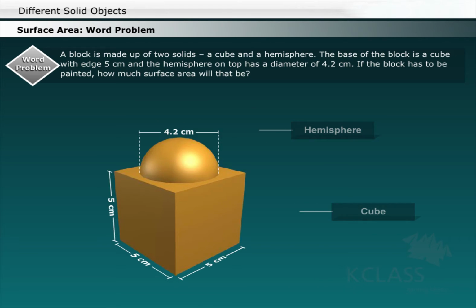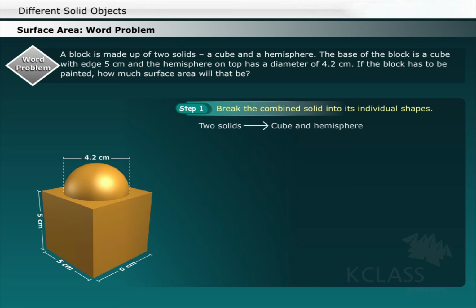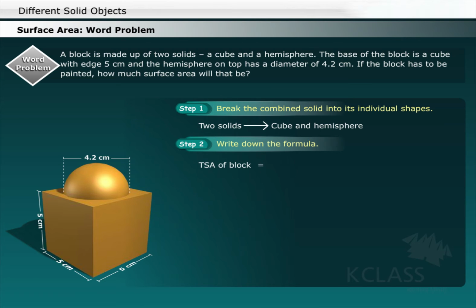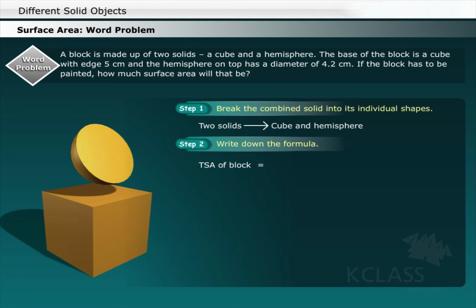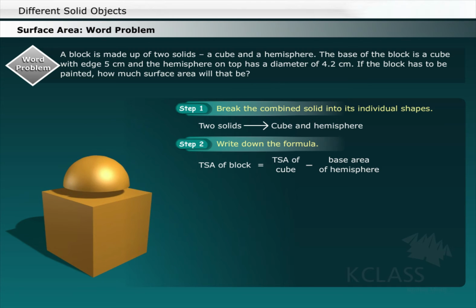The first step is to find out and identify the individual solids in the combination. There is a cube and a hemisphere. The next step is to write down the formula we have to use. To find out the total surface area of the block, we have to subtract the base area of the hemisphere from the total surface area of the cube. To the answer we get, we have to add the curved surface area of the hemisphere.